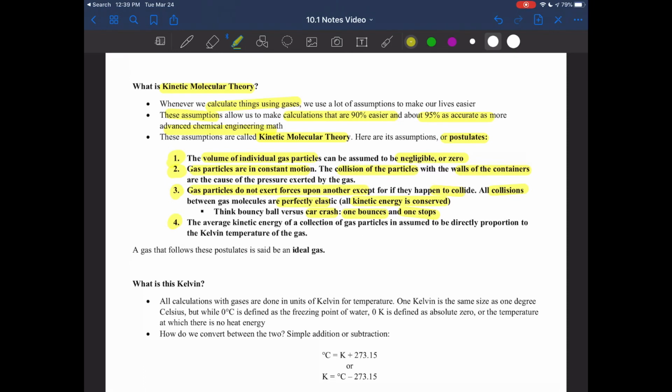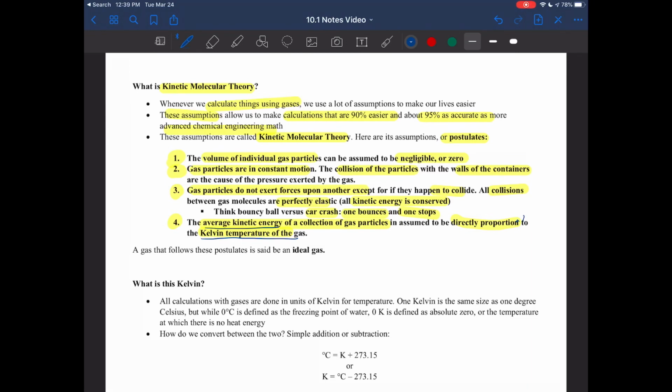Okay, fourth postulate: the average kinetic energy of all these gas particles is assumed to be directly proportional to the Kelvin temperature of a gas. So average kinetic energy is proportional to the Kelvin temperature of a gas. Kelvin's just another unit of temperature, like Fahrenheit or Celsius. Now we're going to think about what Kelvin is.